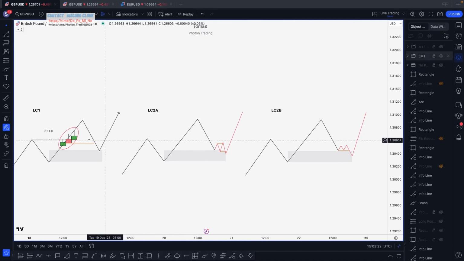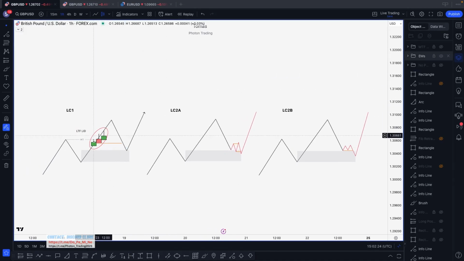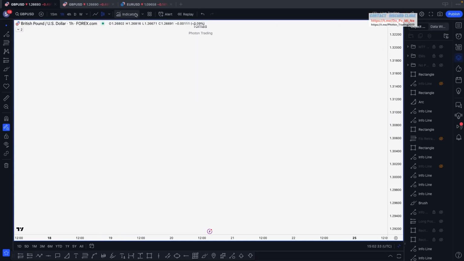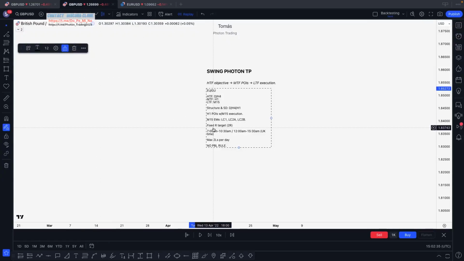Okay, you already know. And don't worry, this will be covered in a video, but the low time frame lead for me does not need to be a fractal pullback. It can be just a red candle. Then fixed R.